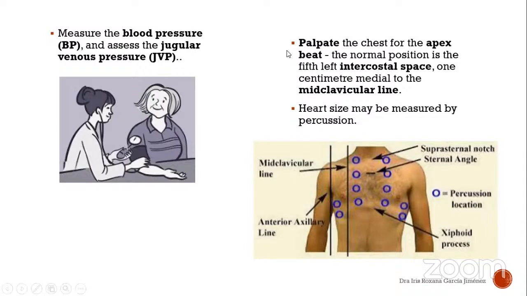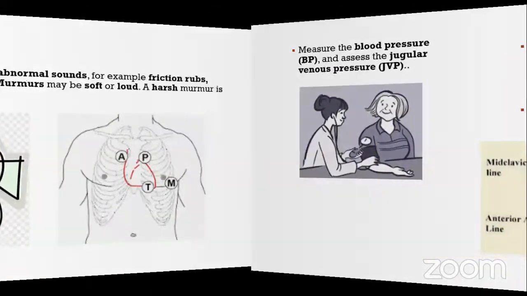We palpate the chest for the apex beat. The normal position is in the 5th left intercostal space, 1 centimeter medial to the mid-clavicular line, right? Heart size may be measured by percussion. We all know about it. The heart size, okay? Check this chart to catch the correct positions for auscultation, percussion, and palpation.